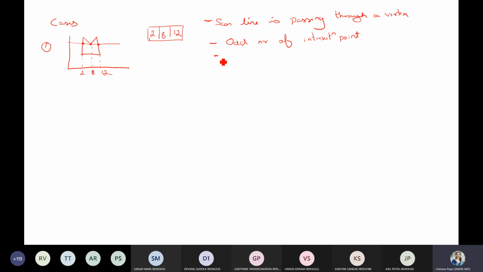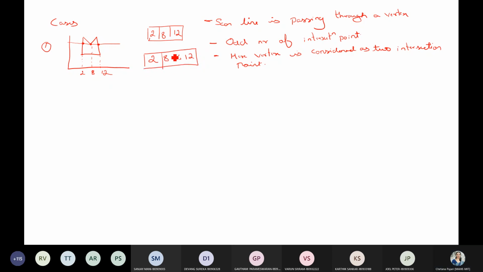So how are we going to consider it as even? We have to make it even. Here we are going to consider that vertex, whatever vertex you have intersected with, as 2 intersection points. Hence you are going to write it as 2, 8, 8 and 12.